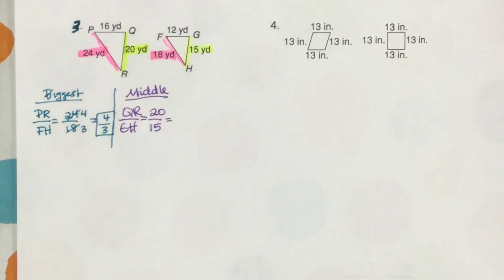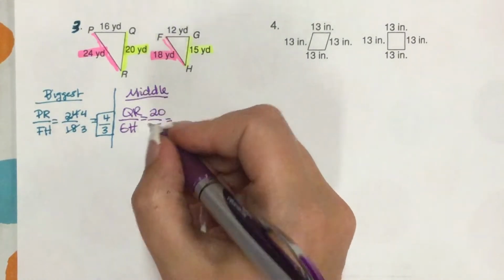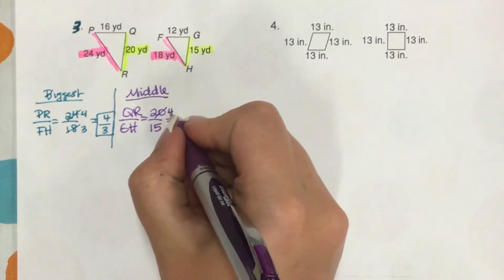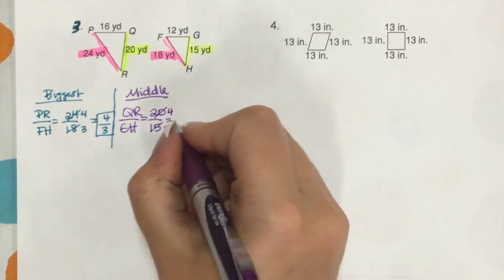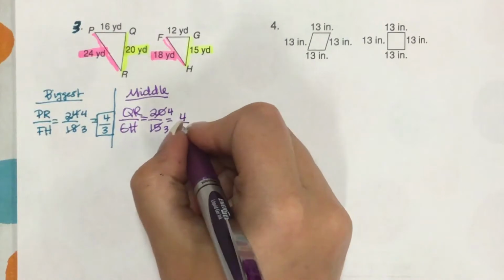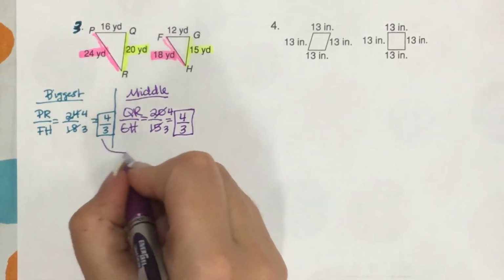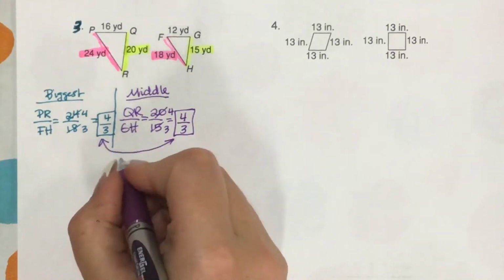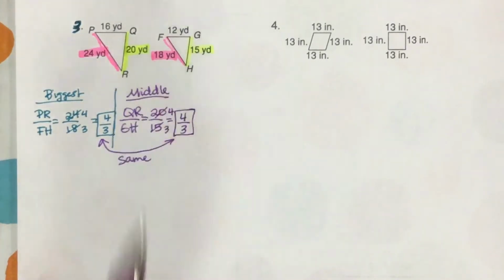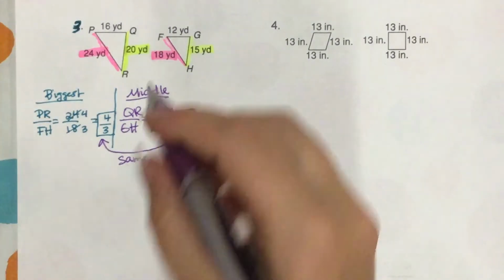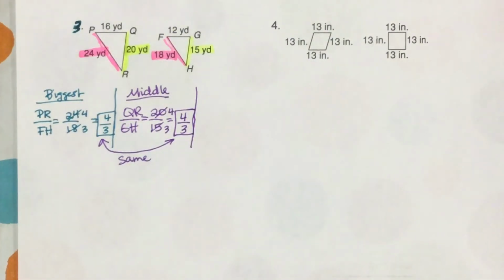And then we just need to reduce it. Is there a common factor between 20 and 15? I would say yes. There's a common factor of 5. 5 goes into 20 4 times, and 5 goes into 15 3 times. So that ends up being 4/3. Hey, and those are the same. So far, things are looking good. Now we just need to look at the shortest side.